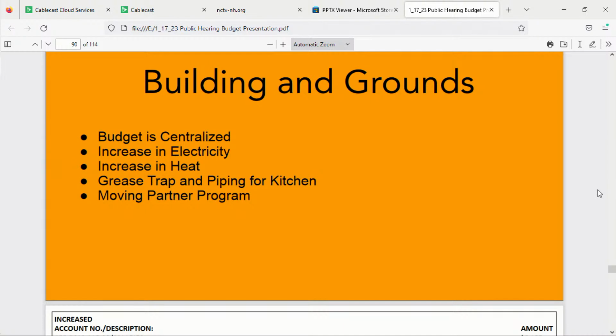You also see an increase in electricity, and you also see an increase in heat. And we do have a project for a grease trap and piping for the kitchen. And then the big project, which will be this summer, will be moving the partner program out of the CTE to allow that 9th program to move into that program. And for the remodel, we'll be moving that to the high school, middle school.